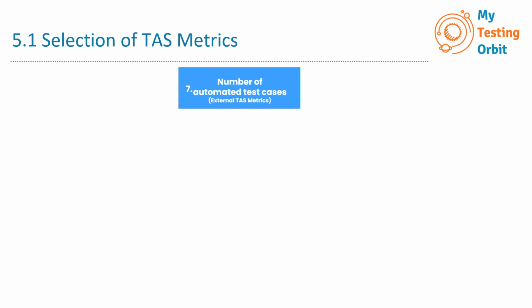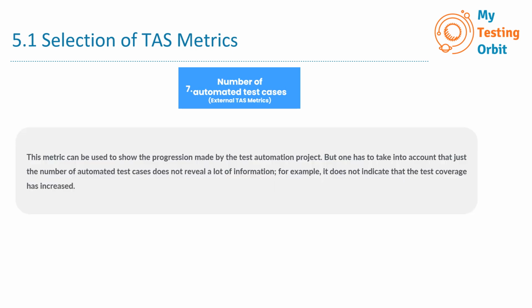Number 7, number of automated test cases. This metric can be used to show the progression made by the test automation project. But one has to take into account that just the number of automated test cases does not reveal a lot of information. For example, it does not indicate that the test coverage has increased.